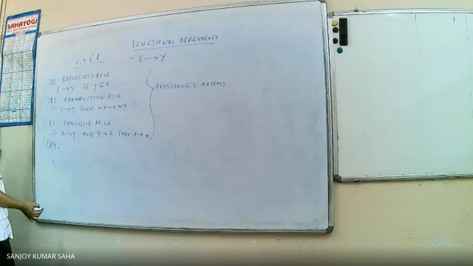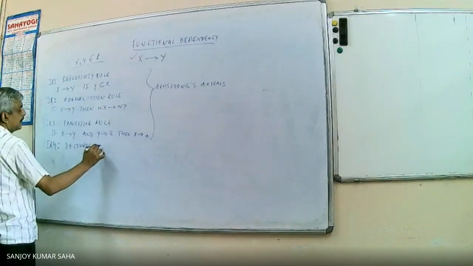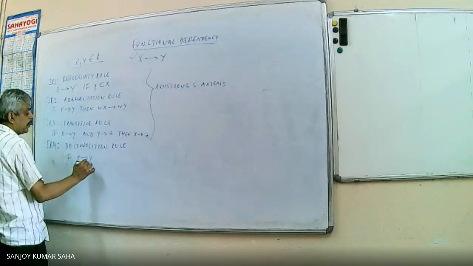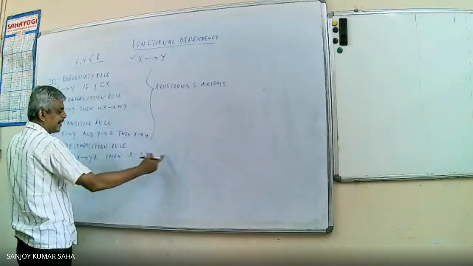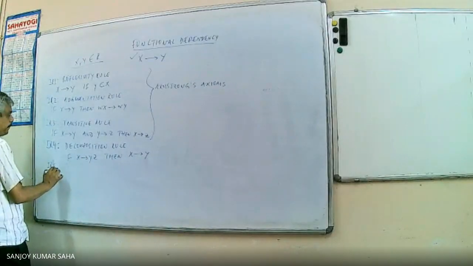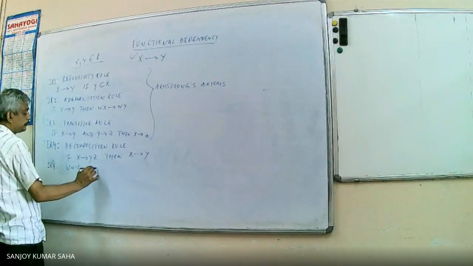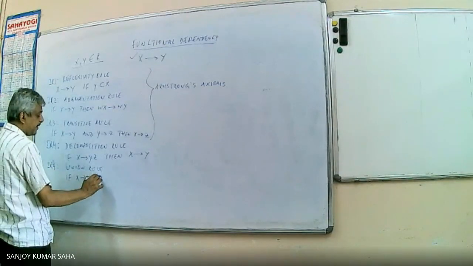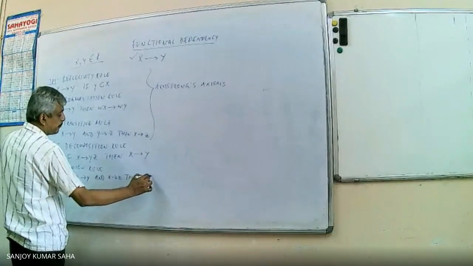IR4, decomposition rule. If X implies YZ, then X implies Y, similarly X implies Z. It is decomposed. IR5, union rule. If X implies Y and X implies Z, then X implies YZ.